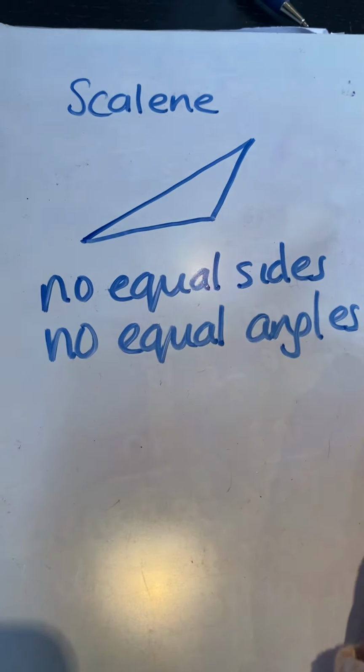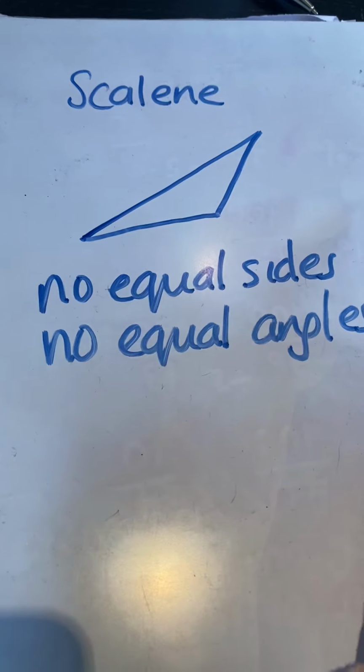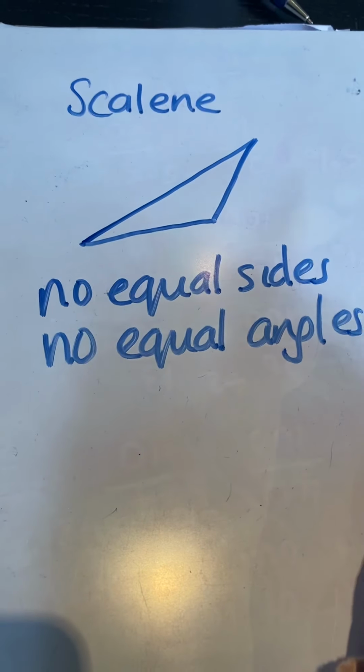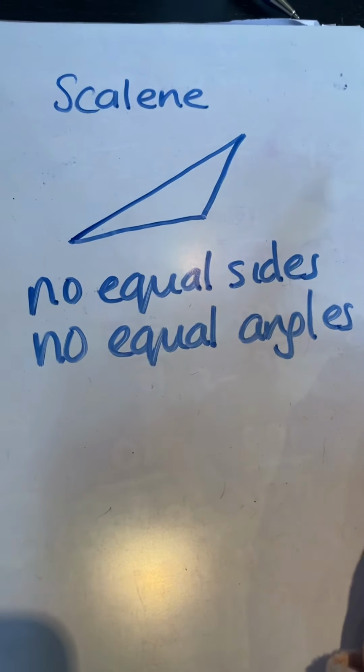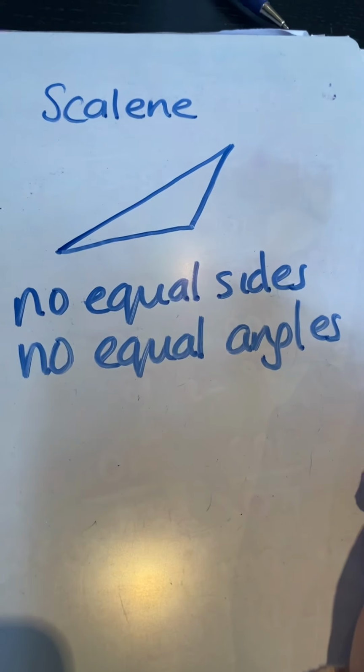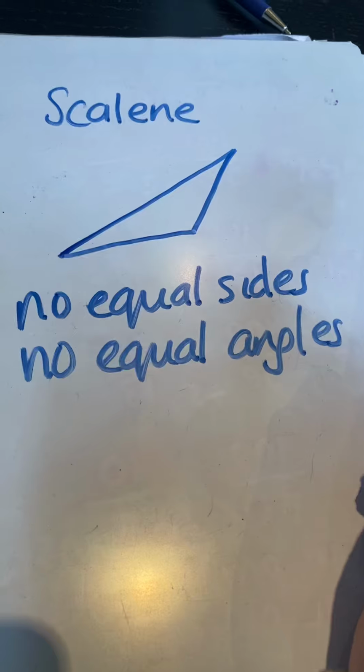Now we need to know those types of triangles when we move on to deal with our angles in triangles. But this task will be asking you to identify, here's some triangles. Are they right angled, scalene, isosceles or equilateral?